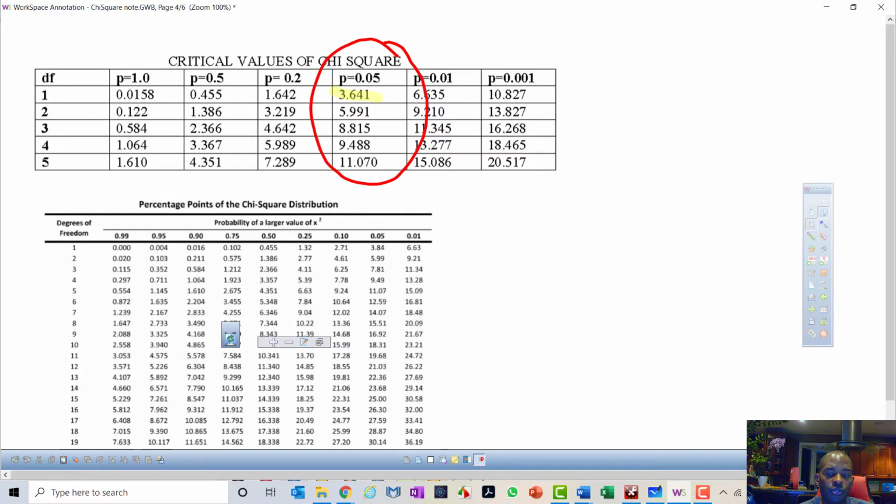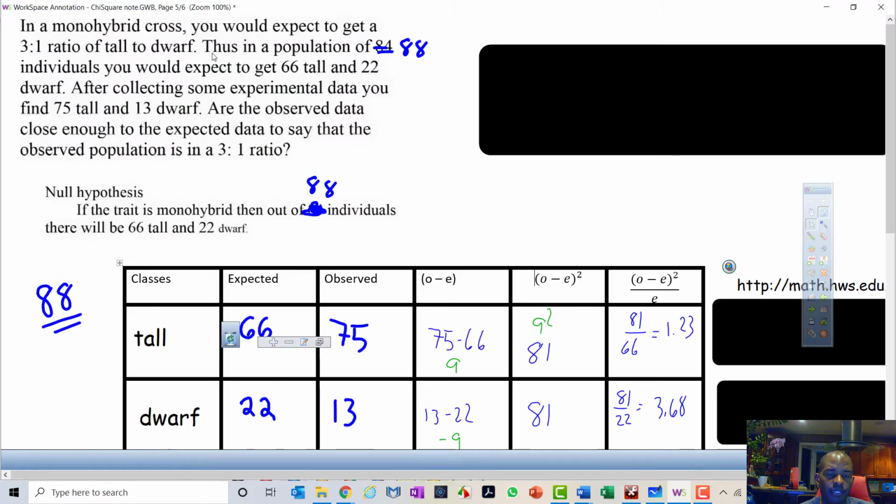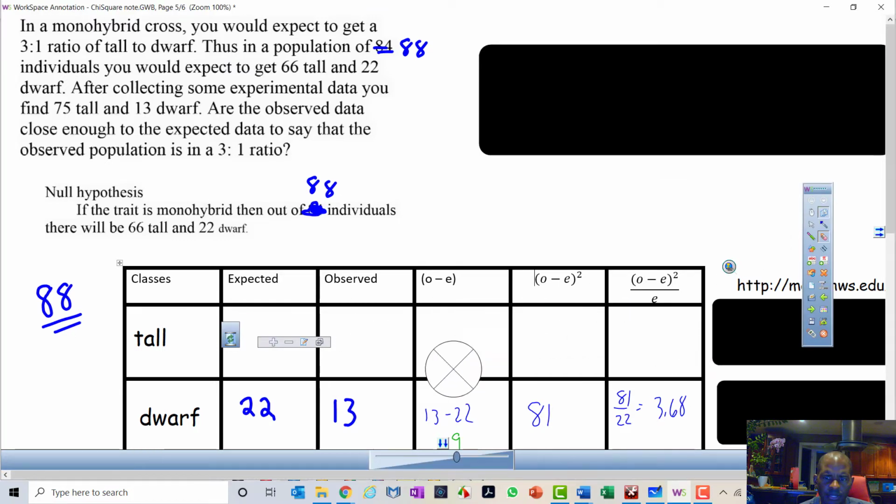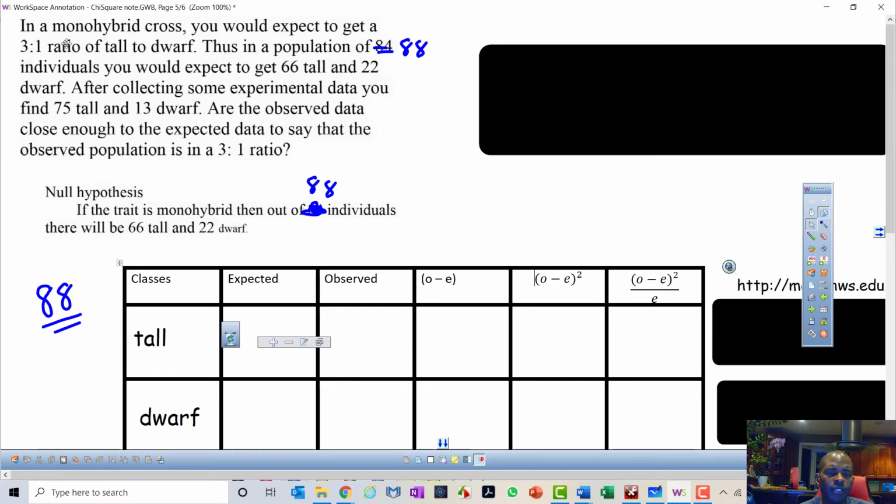So the example I'm going to use is here, right? In a monohybrid cross, you would expect to get a 3-to-1 ratio of tall plants to dwarf plants. So we've done this already last week. So if you expect 3/4 to be tall and 1/4 to be short, then you can tell us how many actual number of plants in a population will be tall versus short. So if a population of 88 plants, I'd expect 66, 3/4 to be tall, and 22, which is 1/4, to be dwarf.